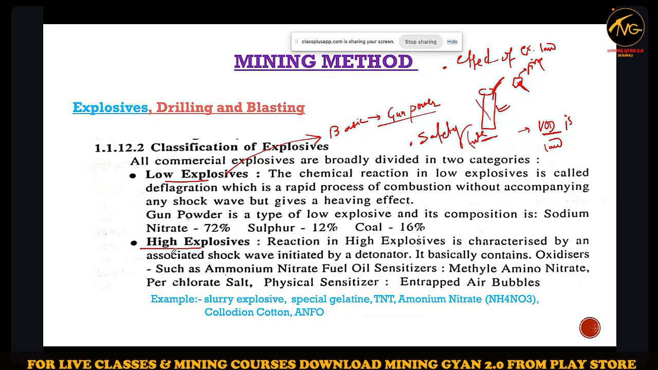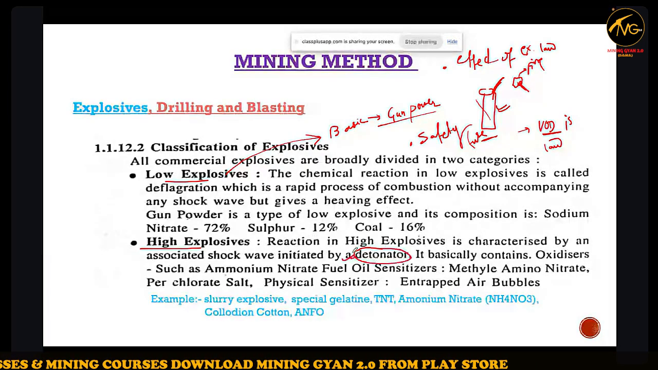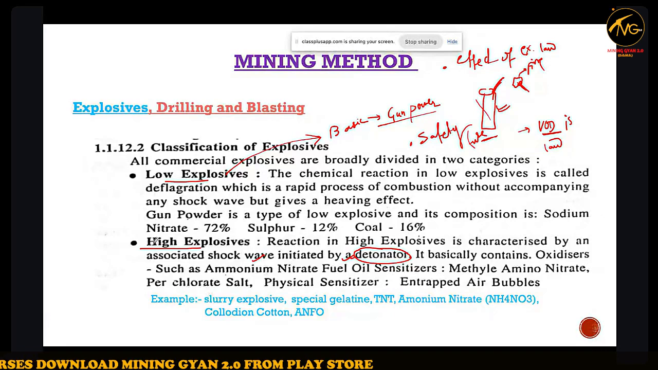Okay, so high explosive क्या होता है? High explosive में आपको डिटोनेटर की जरूरत होती है. You need a detonator to initiate it, to give it shock, you need a detonator. ठीक है, सो आई विल यूज, और the example of the high explosive क्या है?